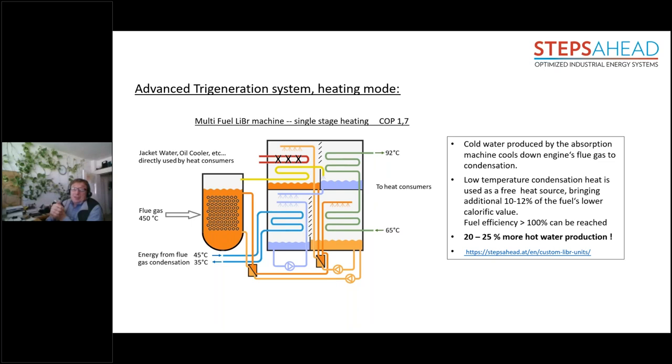You see on the bottom left side the connection to the evaporator, the energy from flue gas condensation. This actually increases the fuel efficiency of your whole cogeneration system, in this case, to more than 100% of the calorific value of the driving gas. In other words, using this machine in wintertime for heating brings you 20 to 25% more hot water production than what you would get from an ordinary cogeneration system. Next slide, please.